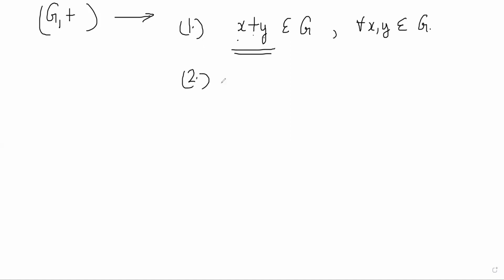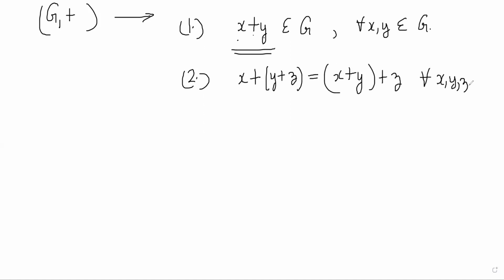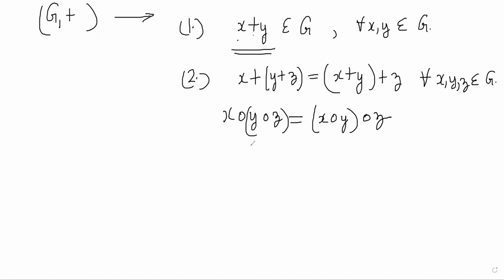The second property was the associative property, but now we'll use the additive notation. So we'll say (x + y) + z should be equal to x + (y + z) for all x, y, z belonging to G, right? Earlier we were writing this like this. The meaning is the same, we are just using additive notation now.